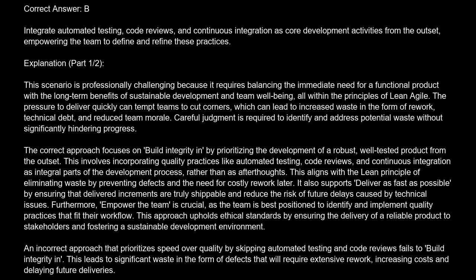The correct answer is B. Integrate automated testing, code reviews, and continuous integration as core development activities from the outset, empowering the team to define and refine these practices. Explanation: this scenario is professionally challenging because it requires balancing the immediate need for a functional product with the long-term benefits of sustainable development and team well-being, all within the principles of Lean Agile.